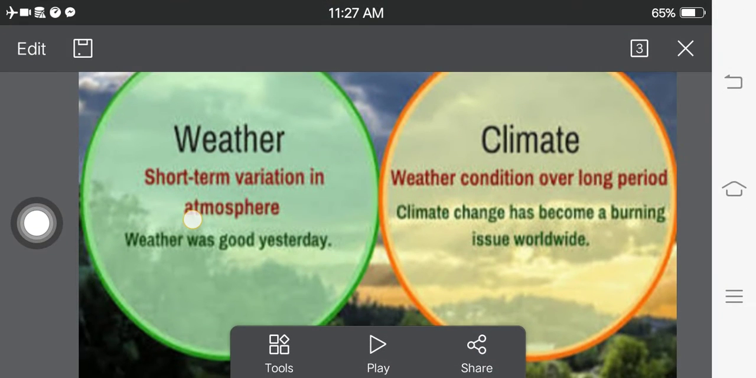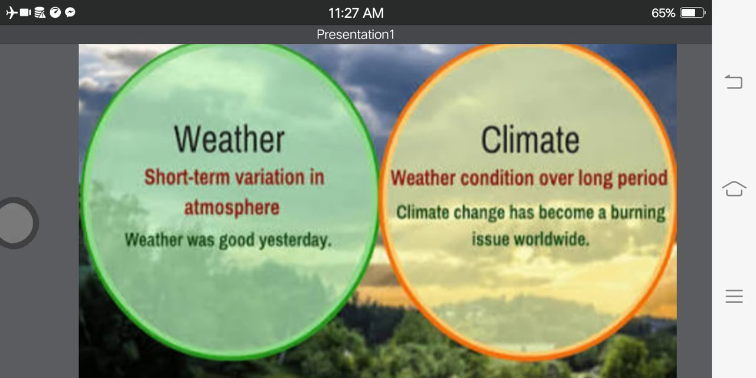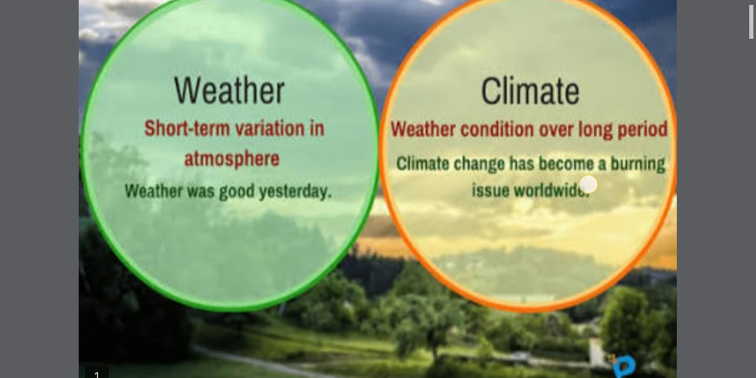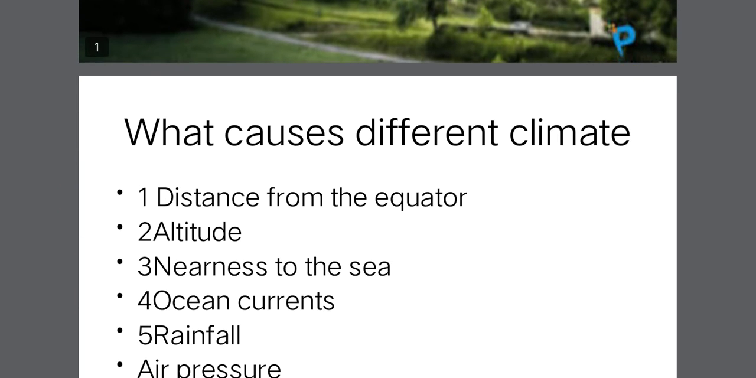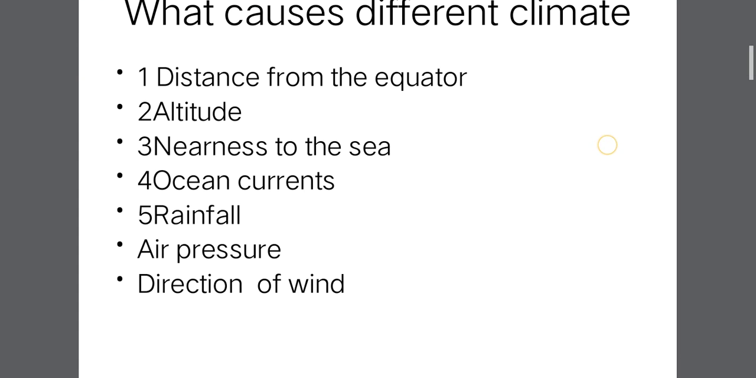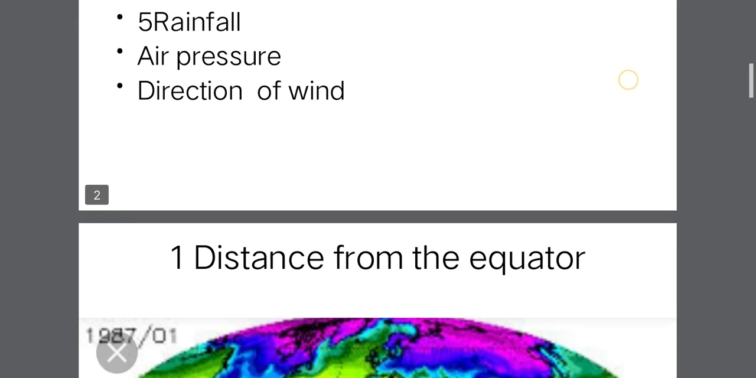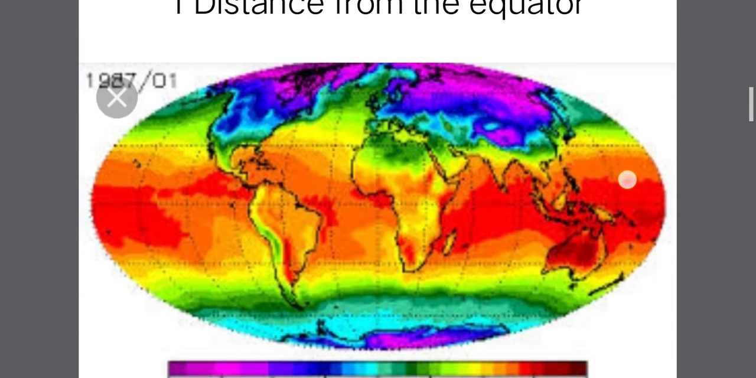But there are different factors that affect the climate. You can make a list of the factors that affect the climate: distance from the equator, altitude, nearness to the sea, ocean currents, rainfall, air pressure, and wind direction. These factors we will understand today. So first of all, distance from the equator.